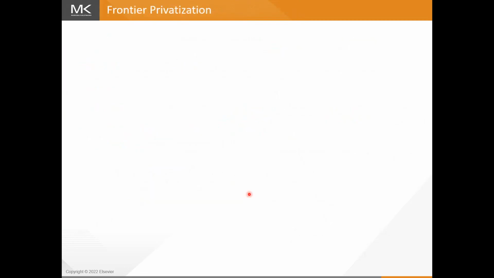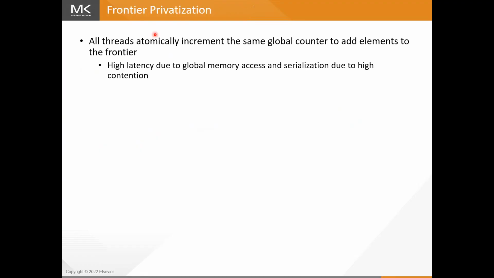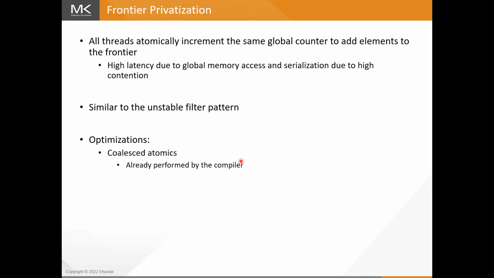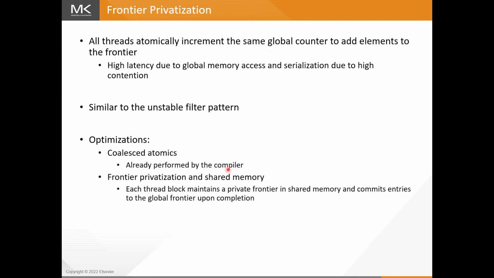So one optimization we can apply is to the frontier. Here all the threads are incrementing the same global counter, so we have high latency. This is similar to the unstable filter pattern, and we can apply the same optimizations. The first one is coalesced atomics, which we know how to apply, and which you also know that the compiler already applies. The other one is we can privatize the frontier and put the private frontier in shared memory.